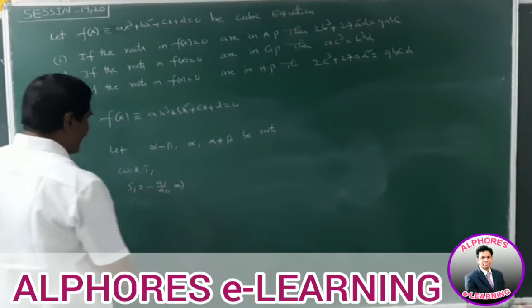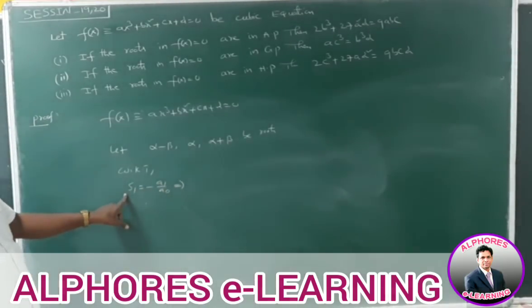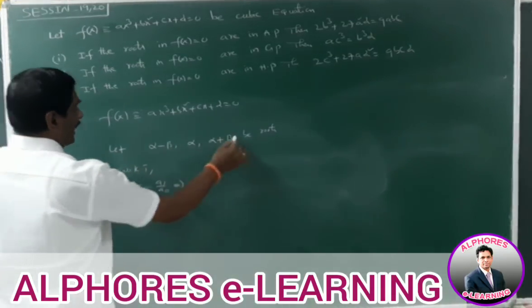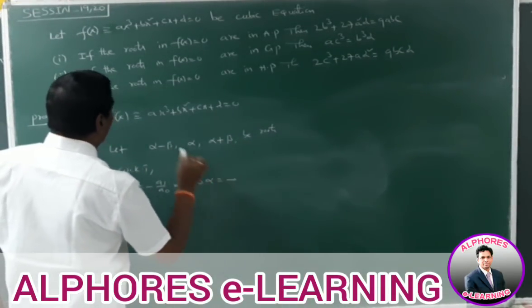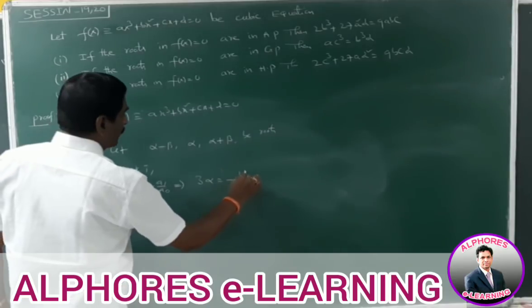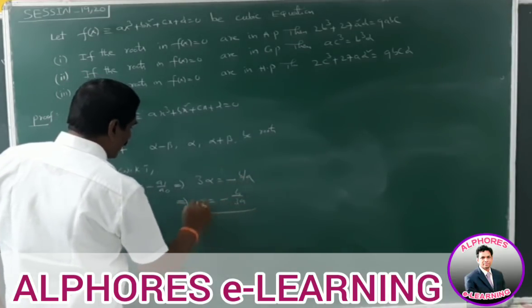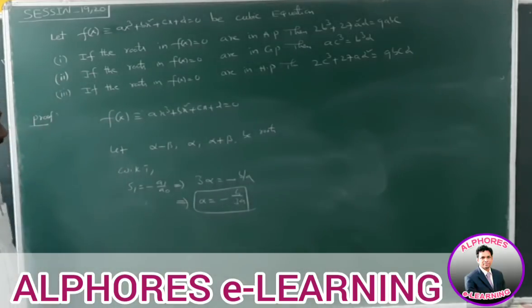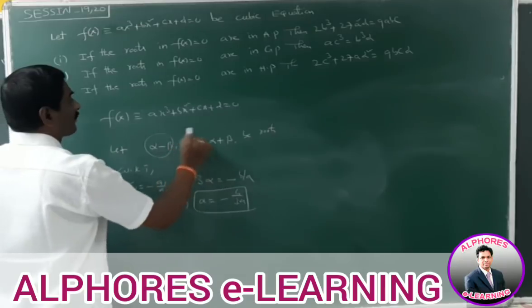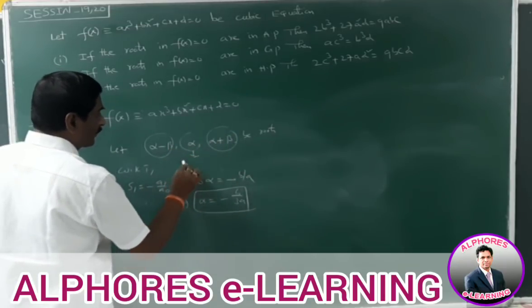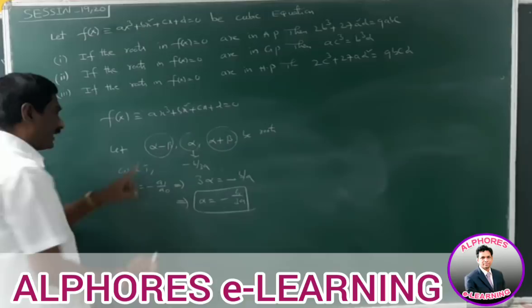Now we know that s1 is equal to minus a1 by a0. That means s1 means alpha plus beta plus gamma, sum of the roots, beta cancels. 3 alpha is equal to minus a1, means minus b by a. That means alpha is equal to minus b by 3a. Here the roots are alpha minus beta, alpha plus beta. The value of alpha is minus b by 3a. It is one of the roots.